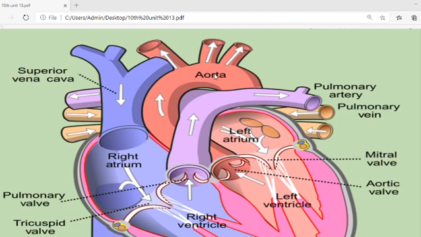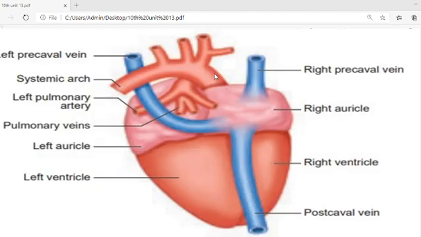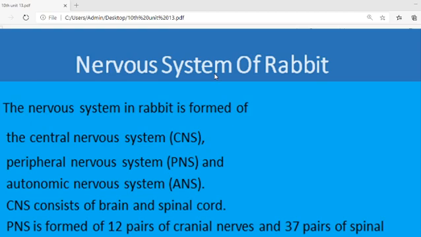Okay, so this is the circulatory system of rabbit. Clear, students? So the next topic is the nervous system of rabbit. The nervous system consists of three main divisions. One is the central nervous system, represented as CNS. Then the peripheral nervous system, represented as PNS, and the autonomic nervous system, represented as ANS. These are the three main divisions of the nervous system.